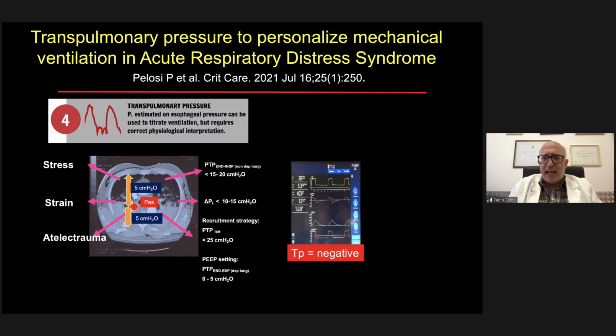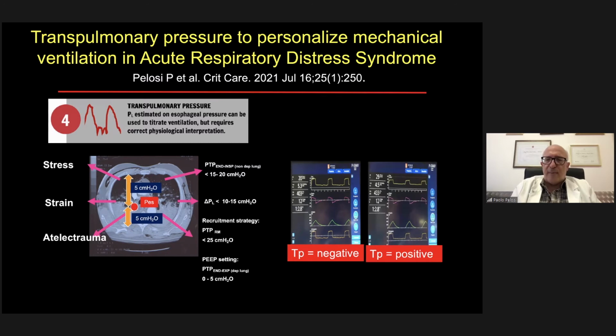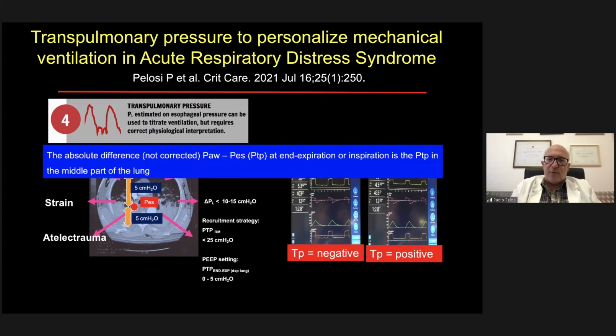This is a typical example in which we have a transpulmonary pressure negative, you see in the lower part of the panel, while here it is a bit positive when we increase the positive end-expiratory pressure. We have to consider the following items. The absolute difference, not corrected, the airway pressure minus esophageal pressure, transpulmonary pressure, at end-expiration or inspiration, is the transpulmonary pressure estimated in the middle part of the lung.